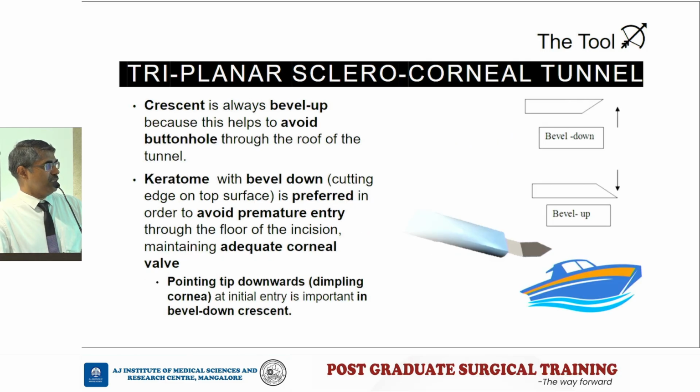When you come to the keratome, there are two options. You have got bevel up and bevel down. If you have a bevel down keratome, it's something like a sailboat. It will sail forward. It will lift up. Ideally in SICS you'll have to use a bevel down keratome, but it may not be available. If it's not available, you need to dissect more into the cornea and then enter with the bevel up keratome so that you have an adequate corneal valve.